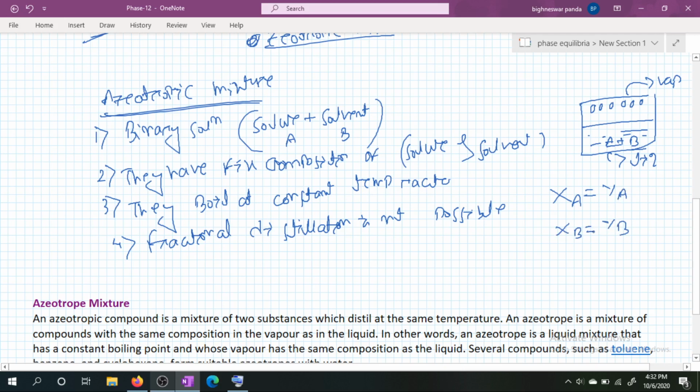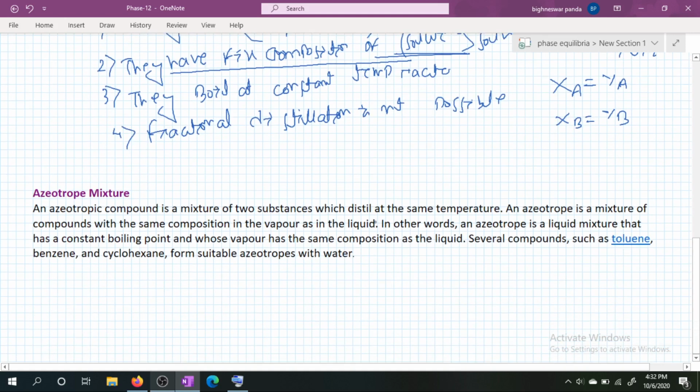Why is fractional distillation not possible? When the mole fraction of the component in the liquid phase is equal to the mole fraction of the component in the vapor phase, fractional distillation is not possible. And this case arises only when they have a fixed composition of solute and solvent. It does not arise regularly, but we have to consider a fixed composition of solute and solvent.